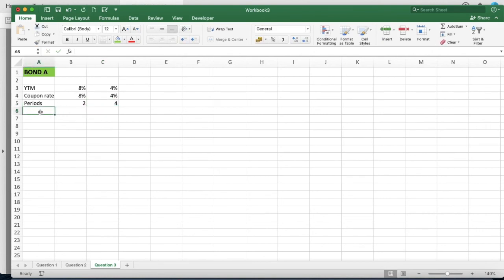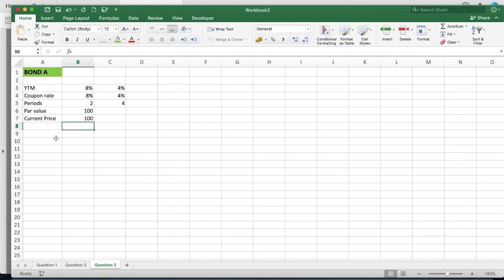And finally, first we have a par value of $100 and the current price also of $100. The first column for periods, let's call it T directly.